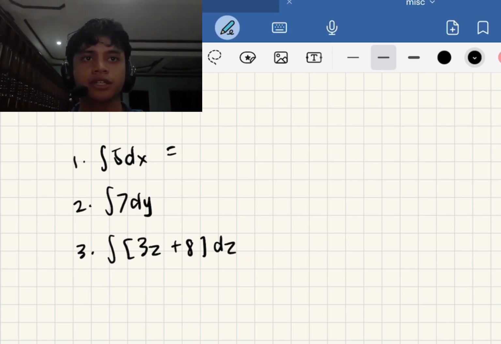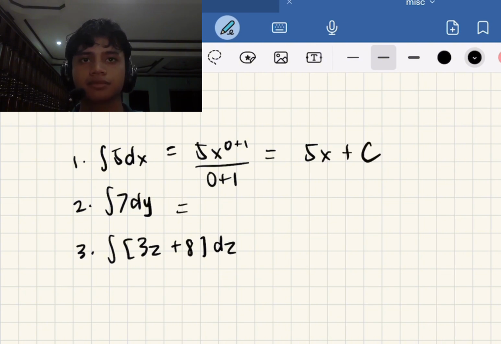But let's see if we can answer this using the power rule. 5 is the same as 5x to the 0. Any variable raised to the 0 power is 1. So x to the 0 is 1 times 5, which is equivalent to 5. Now using the power rule, we're going to add 1 to the exponent and then divide by that result. So the result is that you get 5x plus c.